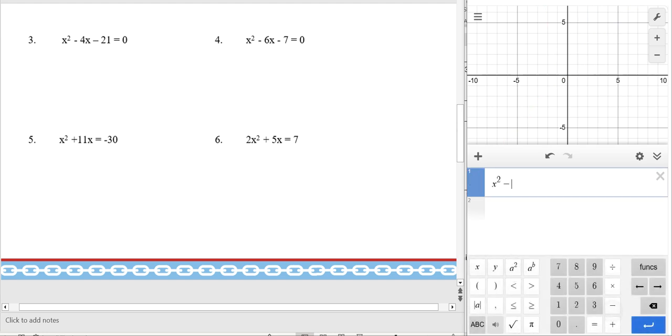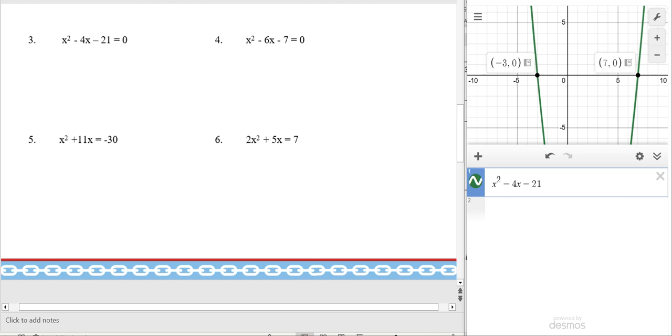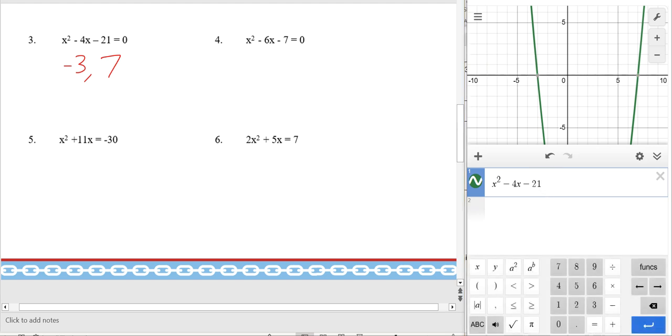Again, if you want to factor them, great. If you want to use quadratic formula, also great. Okay, but if we have this tool available to us, we may as well use it. Negative 3 and 7 for number 4. So x squared minus 6x minus 7 for number 4.